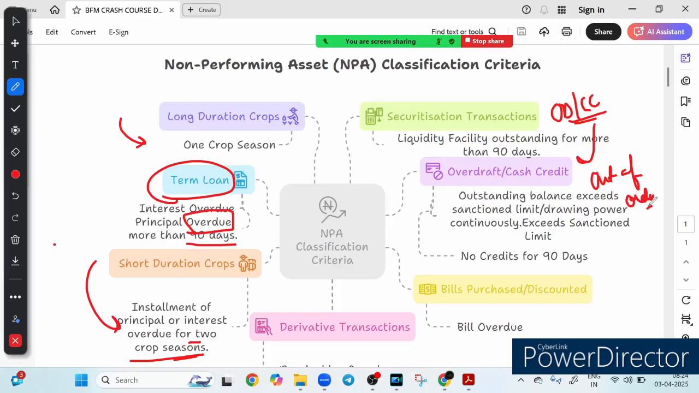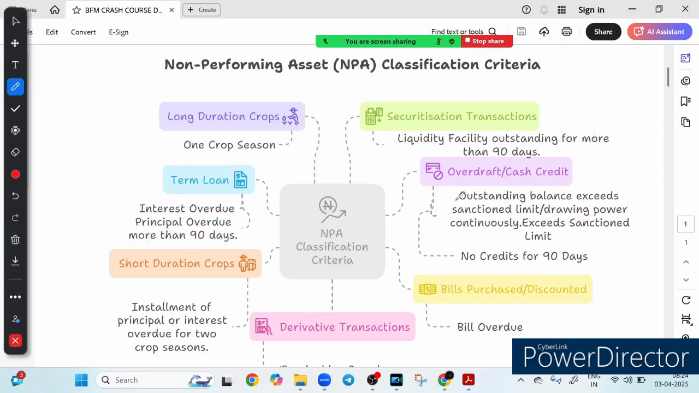What is the meaning of out of order? That means the outstanding balance exceeds the sanction limit or drawing power continuously for 90 days. So there are two conditions: either the outstanding balance exceeds the sanction limit or drawing power, or no credit is there for the last 90 days. Under both these conditions, the OD or CC account will be classified as NPA.